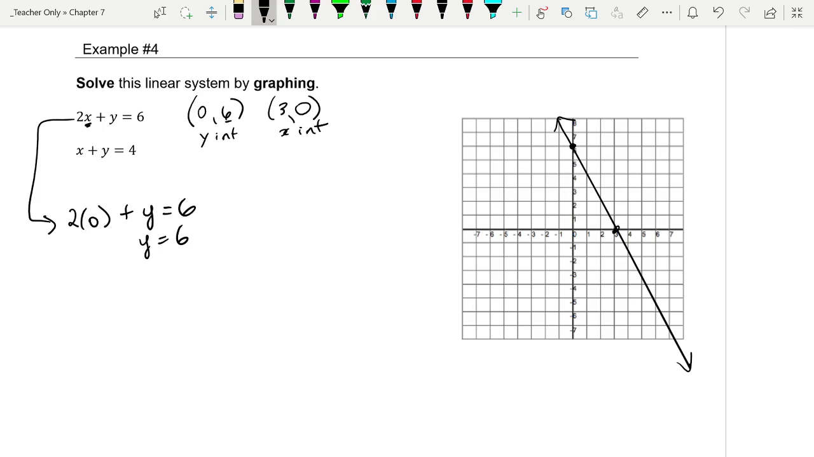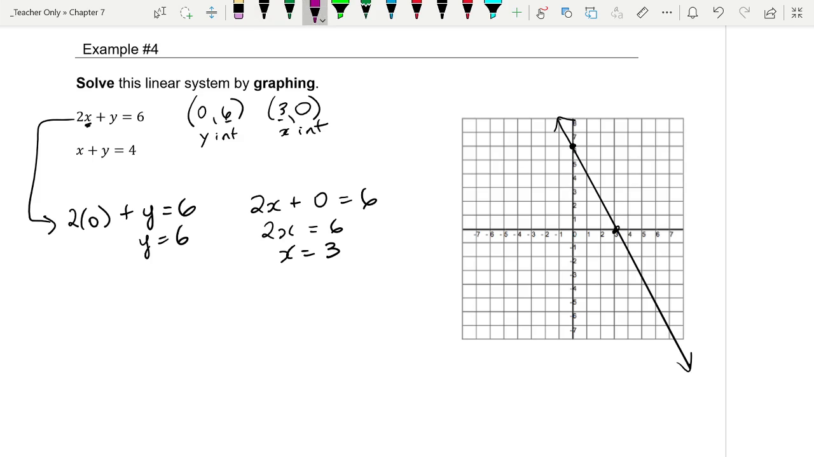And then to get the x-intercept, I set y to 0. So 2 times x plus 0 makes 6. So 2x would equal 6, and x would equal 3. So that's where I got this 3 from. So basically, I just did these calculations kind of in my head, because they're fairly easy to do. And that's where I got those points from. And then I'm going to do the same thing for the next one.